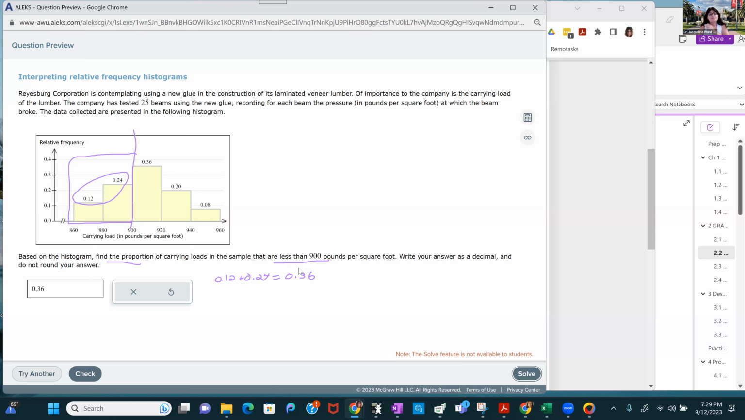So I don't recommend that you just memorize, okay, when it's relative frequency, I just add, and when it's something else, we always have to understand what's going on. We're going to have too many different types of questions to memorize just randomly. If the question asks this, then I do that. We want to understand, what does relative frequency mean? What does it mean when you're asked to find a proportion? Right? So just saying.